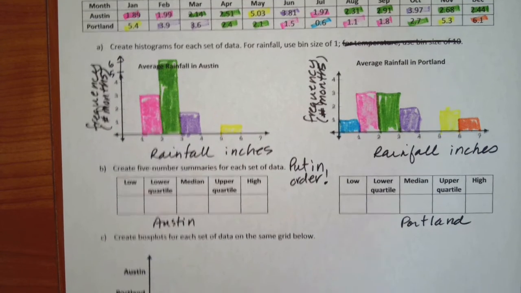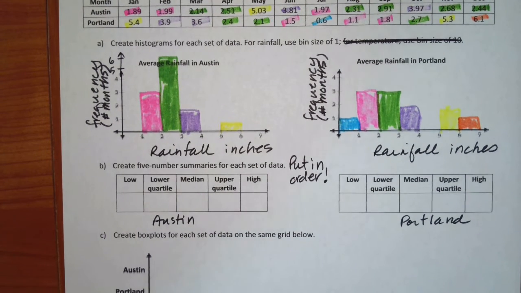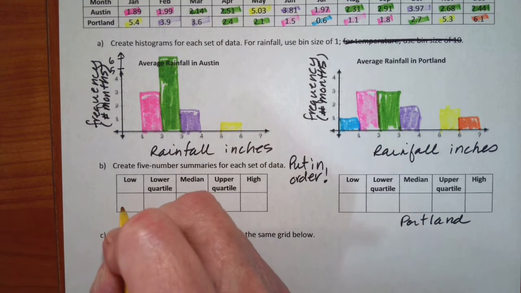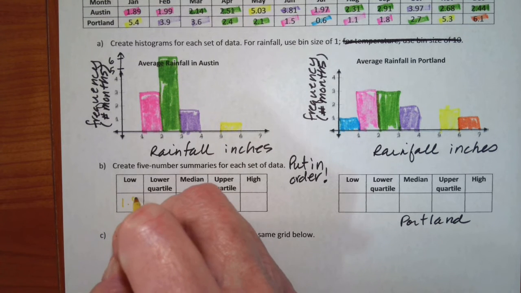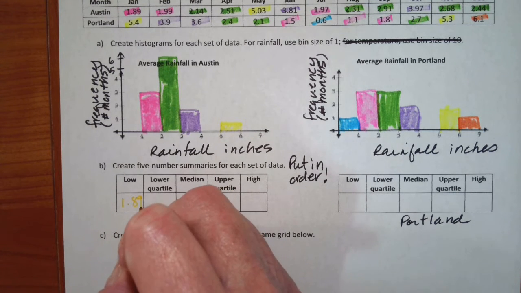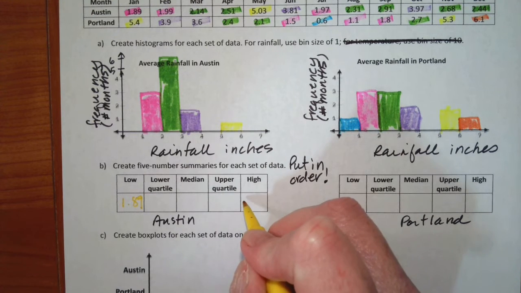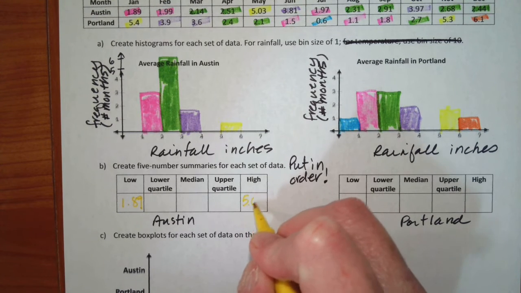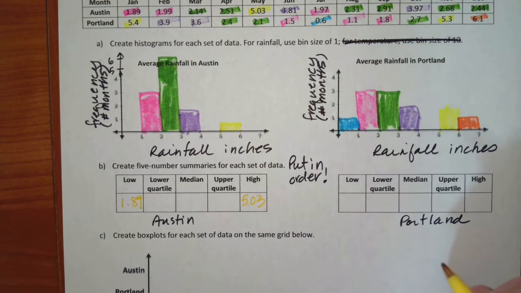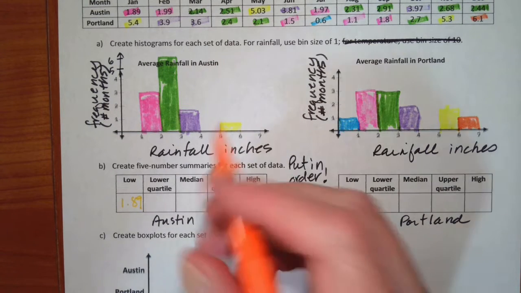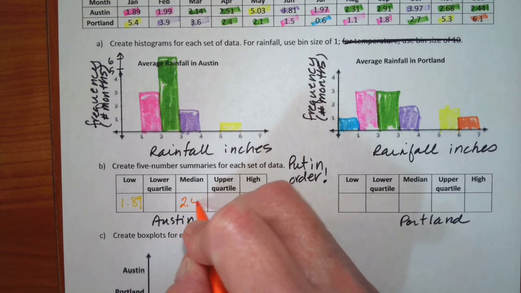Okay. So to find the low and the high, you're going to put them in order. The low in Austin is 1.89. The high is 5.03. Then when you're lined up and you put them in order, there are 12 months, so you're going to have to find the average of the 2 in the middle, but the median is 2.48.